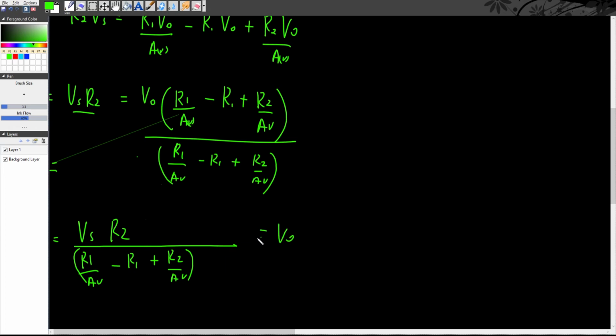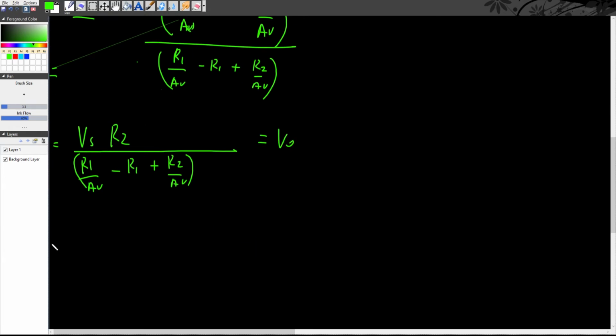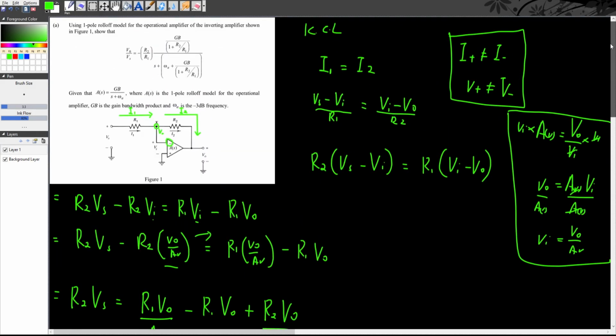So you divide both sides by Vs, and if we were to write this in a proper way, it will be VO over Vs is equal to R2 all over R1 AV minus R1 plus R2 AV. By getting this far, we've already solved the question, which is VO over Vs.